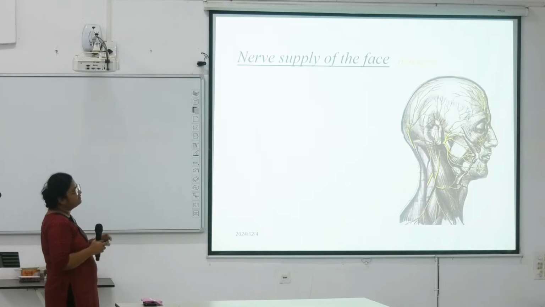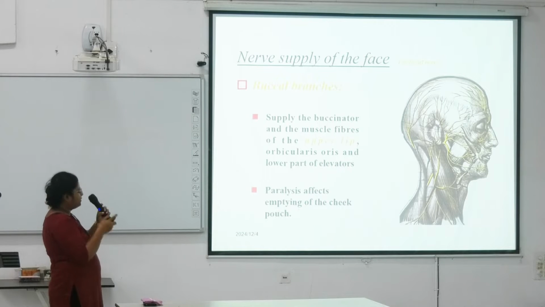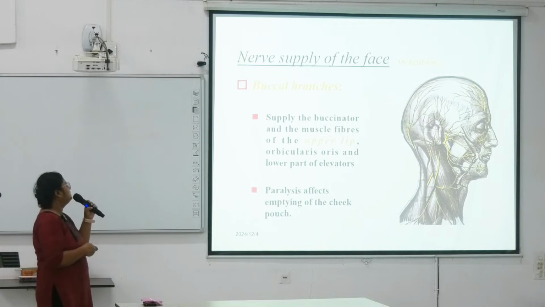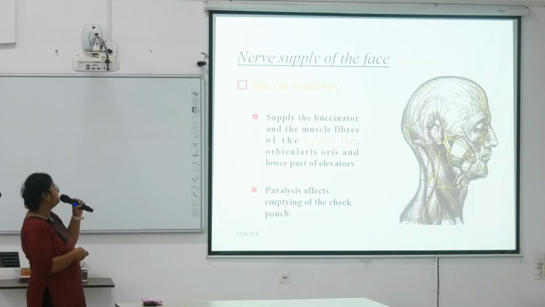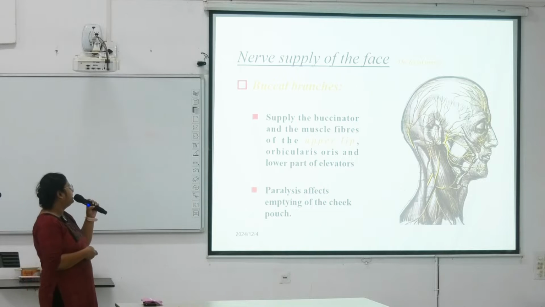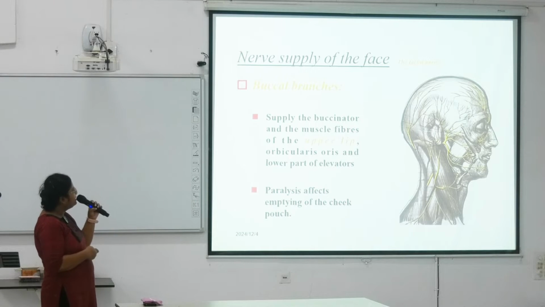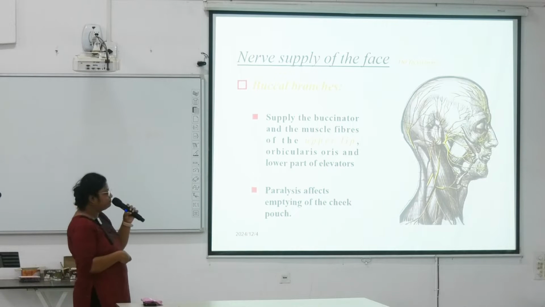Next, okay, next is the buccal branches. Buccal branches supply the buccinator and the muscle fibers of the upper lip, orbicularis oris, and lower part of the elevator muscles. Paralysis affects the emptying of the cheek pouch. Okay, this buccinator muscle helps in emptying of the cheek pouch, that means emptying of the vestibule of the mouth. So, in case of paralysis of this branch, there will be loss of emptying of the cheek pouch. Okay.